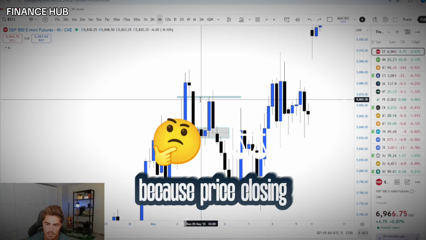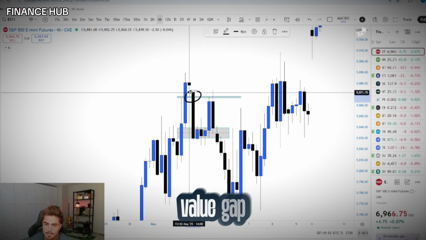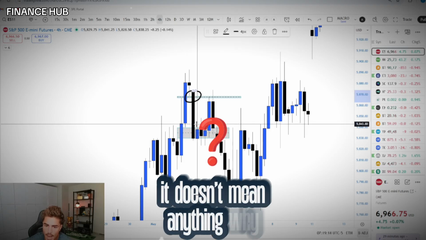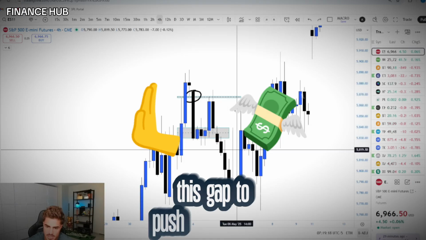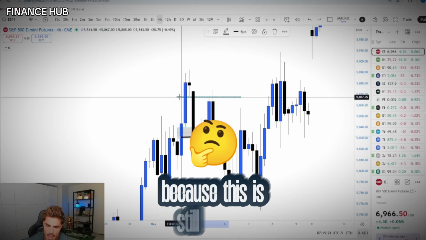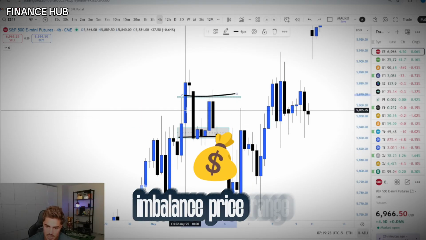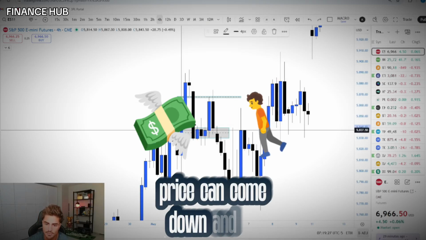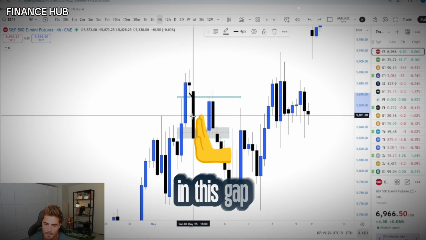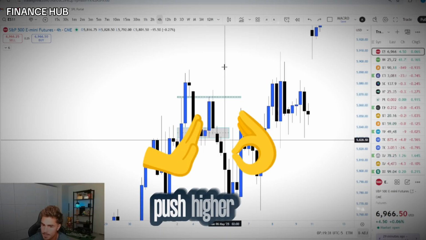Because price closing underneath this fair value gap doesn't mean anything. Why? Because we can still come down and fill this gap to push price higher, because this is still a valid imbalanced price range. Again, like I was telling you guys 2 days ago, price can come down and fill in this gap and then push higher, okay?